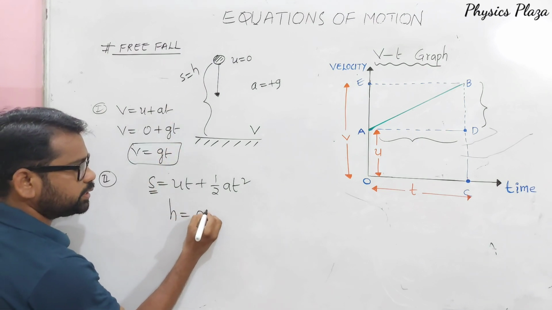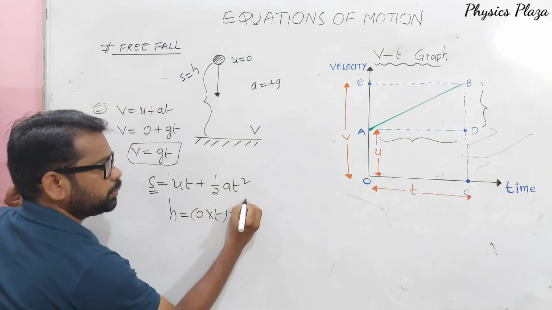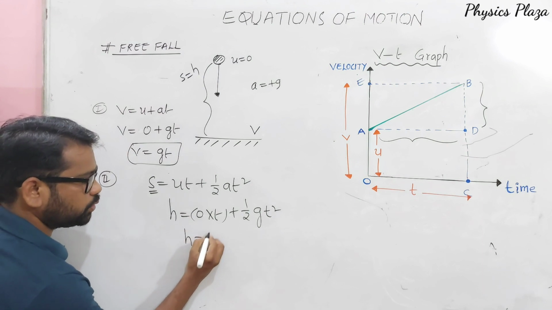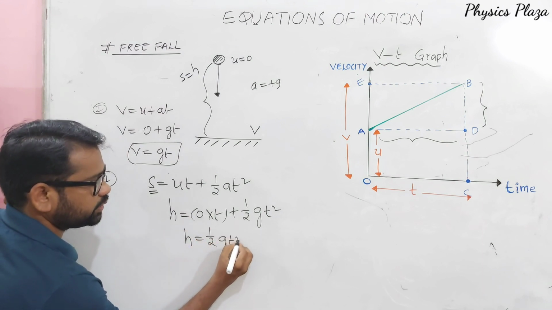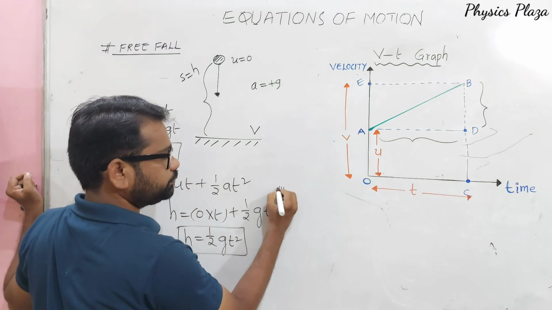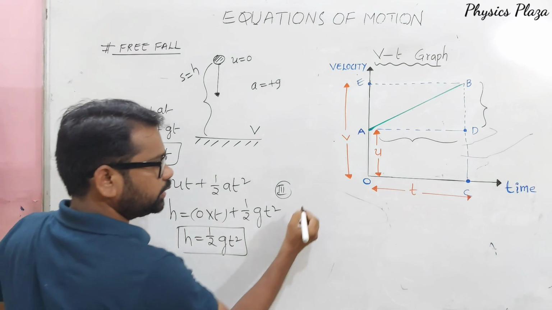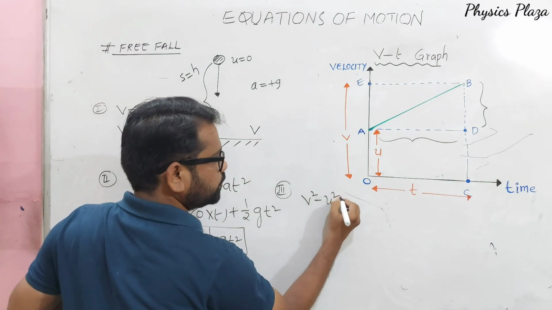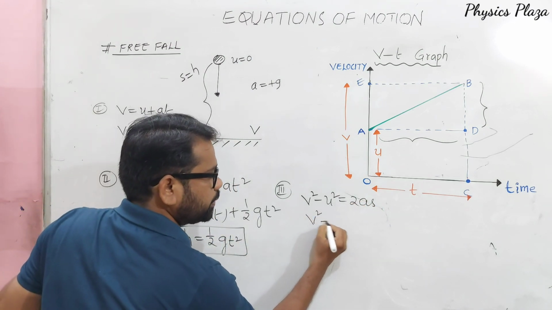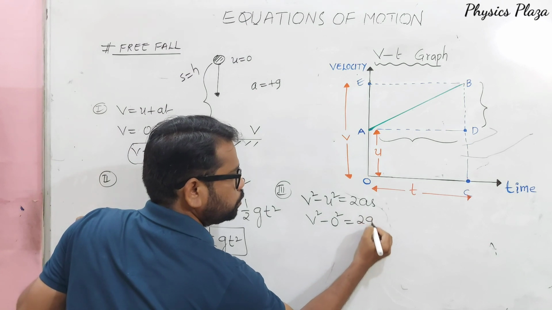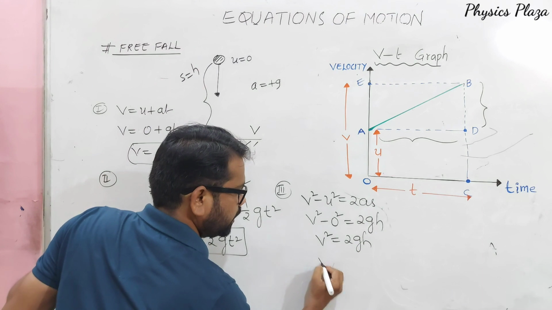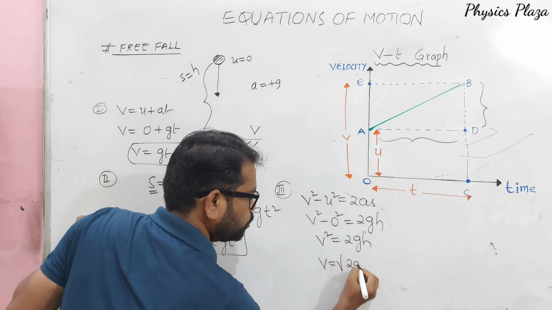H is equal to 0 into t plus half g t square. So this is h is equal to half g t square. This is how the second equation of motion is modified. Whereas the third one, children, is v square minus u square is equal to 2as. Now here you substitute v square minus 0 square is equal to 2gh. From this, v square is equal to 2gh and v is equal to square root of 2gh.